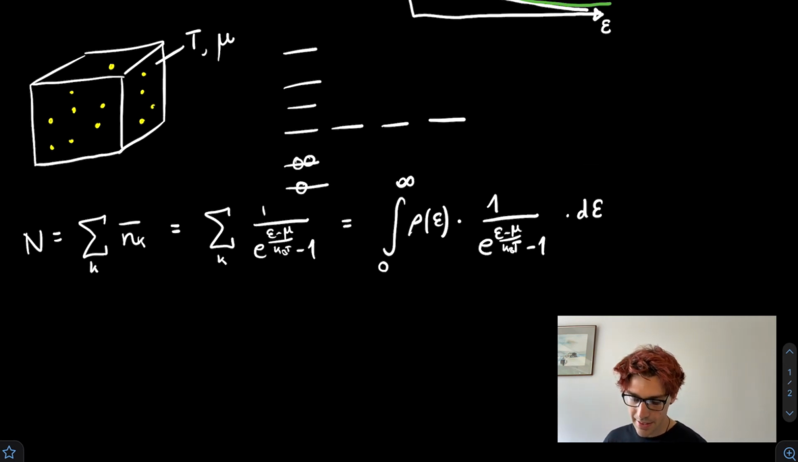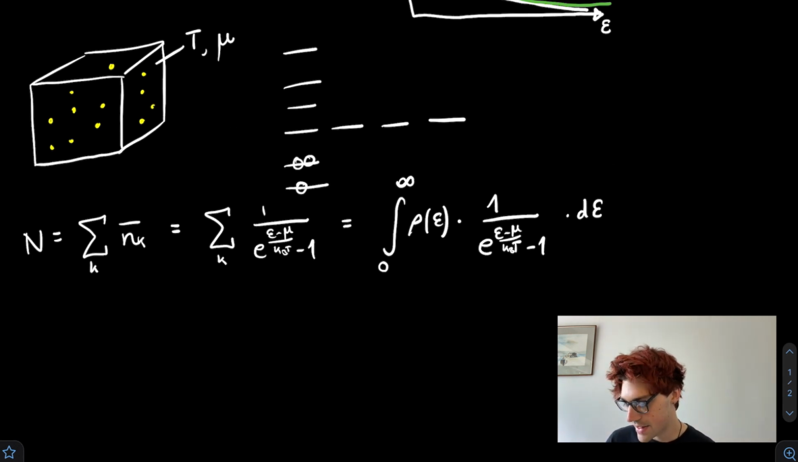This is going to help us work out the total number of particles in this box. In this case, it's going to be the total number of bosons. This is a general formula that you can use to work out the total number of bosons in a system. This is generally how you do it. You multiply density of states by the Bose distribution and then integrate that all over energies.